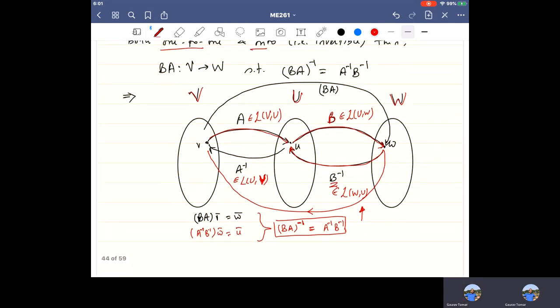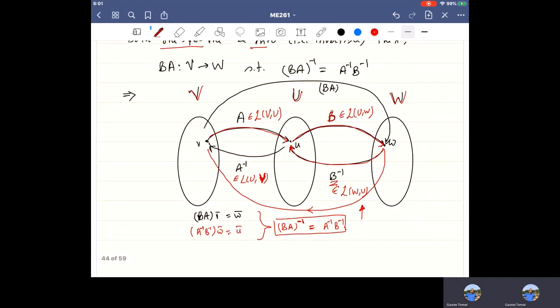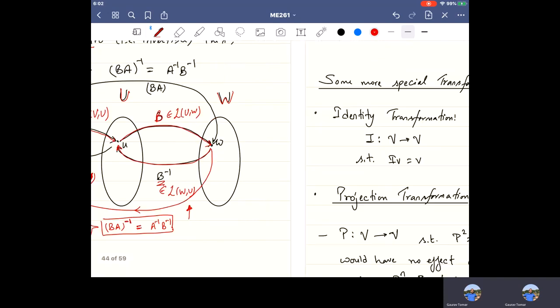Now, in this lecture till now, we have covered linear transformations. We talked about invertible linear transformations also. We talked about addition of linear transformations and product of linear transformations. And we looked at this special class of transformations, which are invertible transformations. Now we'll look at some more special transformations.